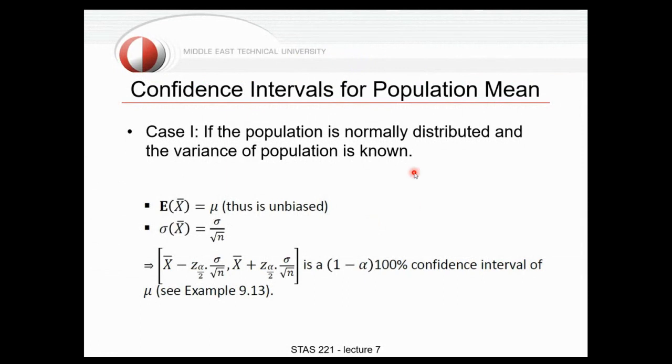All right, so let's see how we can construct confidence intervals for the population mean, mu. Case 1: there are different scenarios, so we should check the conditions very carefully. If the population is normally distributed and the variance of the population is known, this is case 1. If this is the case, first of all, I know how to calculate my standard error and my mean.